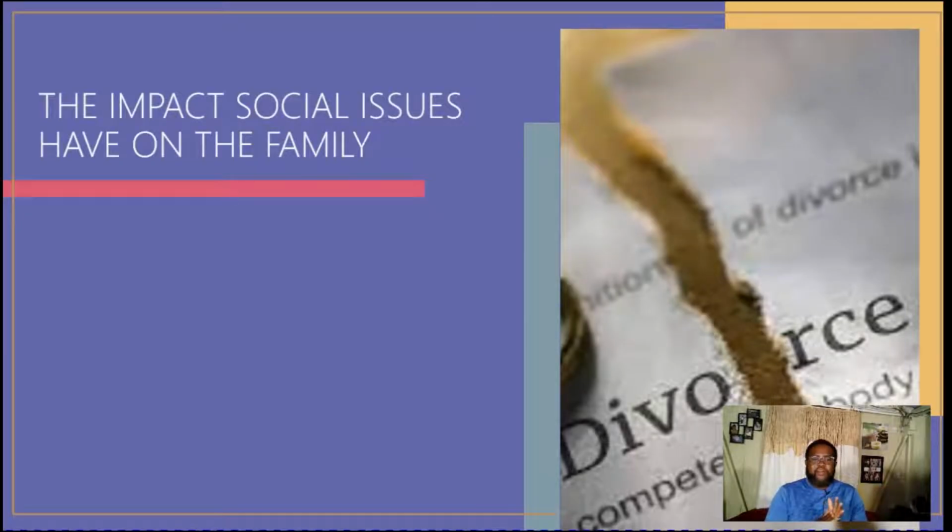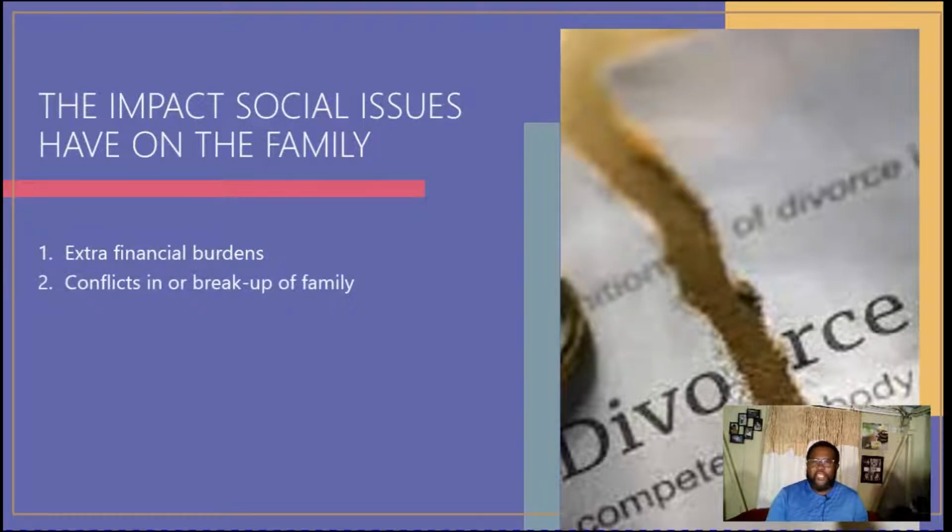The impact social issues have on the family. Social issues have a huge impact on the family. For example, extra financial burdens. Social issues such as gambling can cause financial burdens. When someone in the family is on drugs, especially husband and wife, they use the money to buy drugs instead of supporting the family, which can cause divorce and all these kinds of things. They can lose jobs and it can put financial strains on the family.